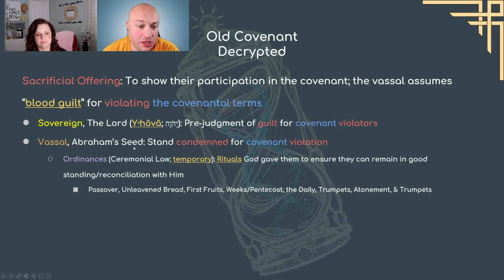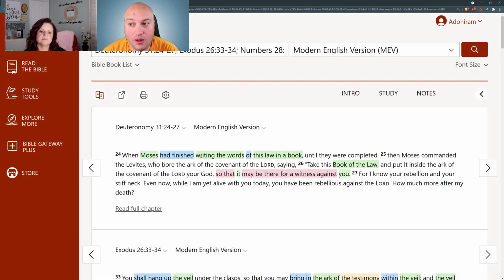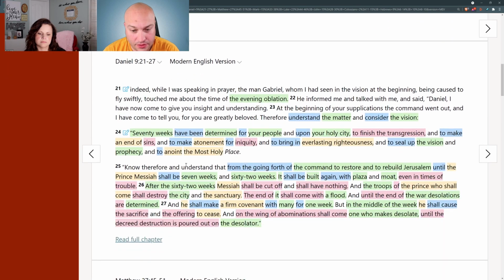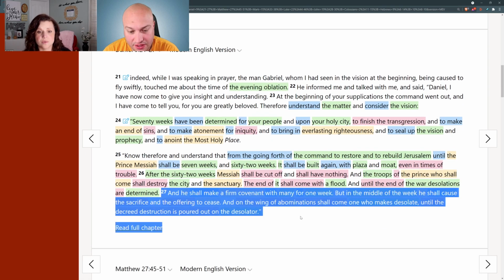Ordinances, ceremonial laws that were meant to be temporary. So let's look at here real quick. We studied this before, how the moral law is everlasting for the duration of the covenant. We will see how these laws are not meant to be everlasting. Okay? Let's see. Read here verse 27.